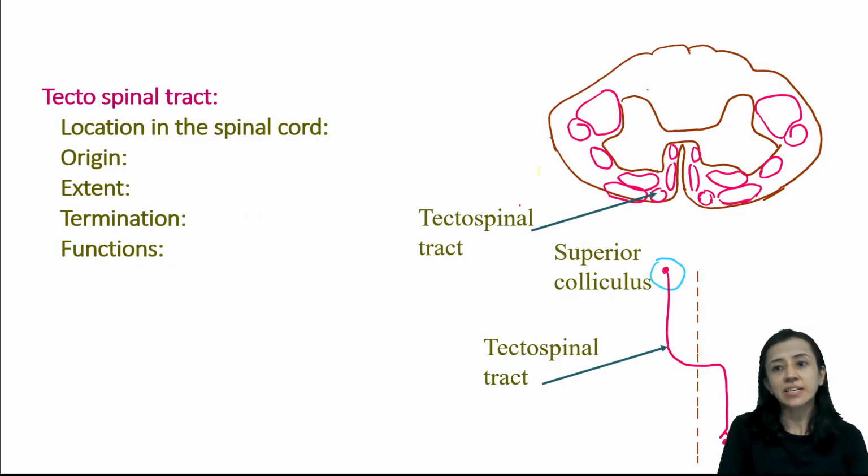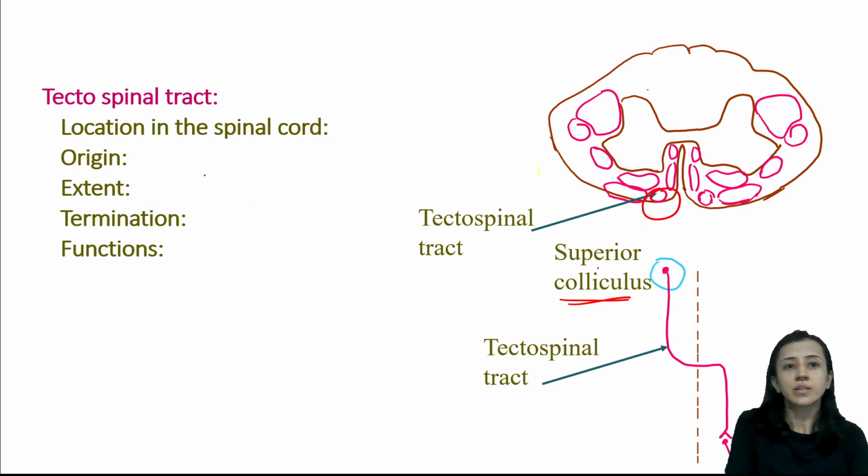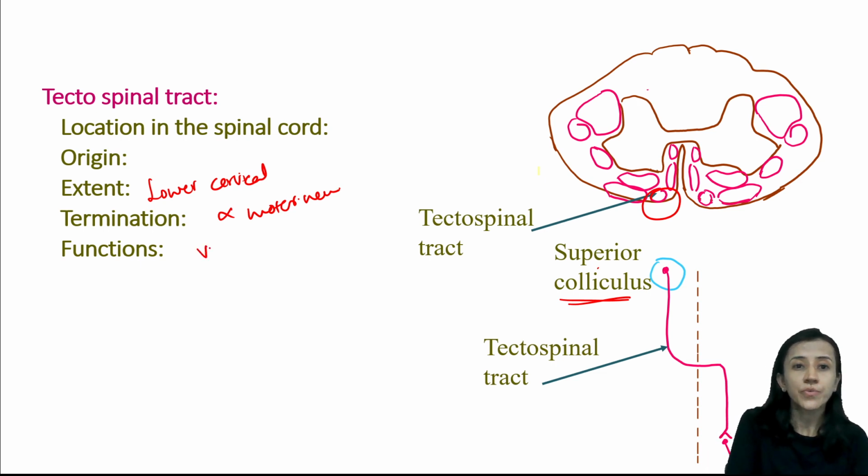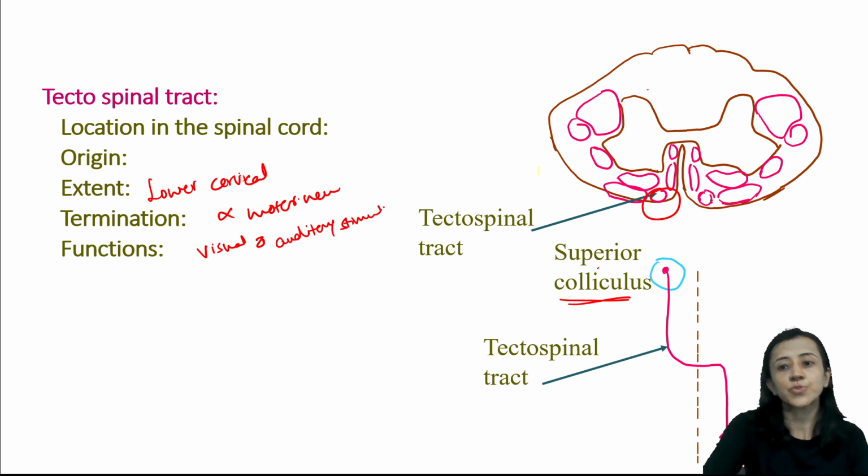This tectospinal tract is located in the anterior white column, you can see here. They originate from the superior colliculus, the tectum, as superior and inferior colliculi. So this tract originates from the superior colliculus, and they extend up to the lower cervical segments. They again terminate on the alpha motor neurons, either directly or through interneurons. And their functions are related to the movement of the head in response to visual and auditory stimuli.